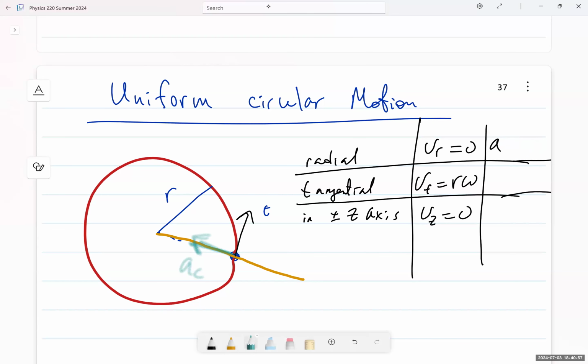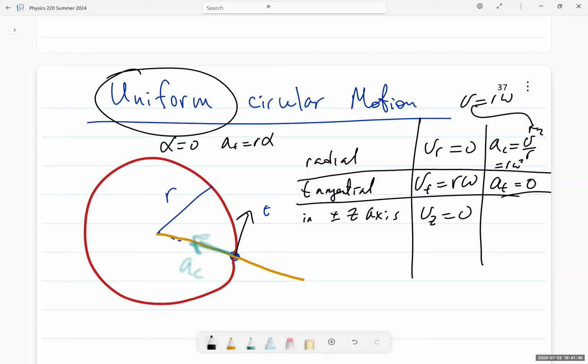When it comes to tangential acceleration, it's zero because of this word, right? Uniform circular motion means that alpha equals zero. And if you remember, tangential acceleration was equal to r times alpha. And if alpha is zero, then tangential acceleration is zero. There's also no acceleration along the z-axis. This is also zero.